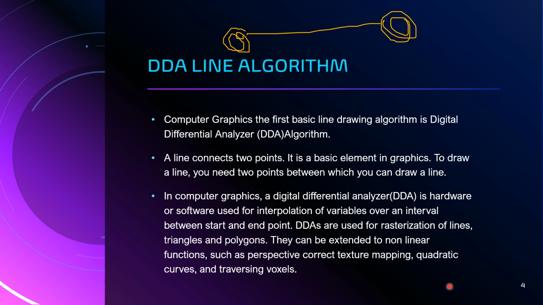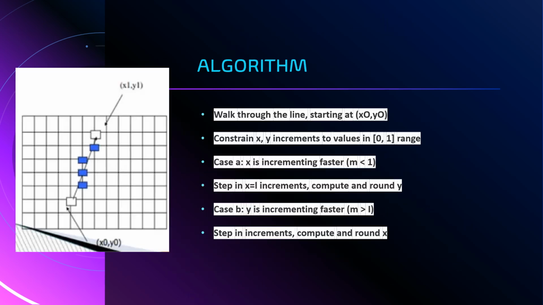They can be extended to non-linear functions such as perspective-correct texture mapping, coordinate, and curves. Next, the steps for this algorithm are: walk through a line starting from x0 and y0. As you can see, here is the starting point of the algorithm. Construct x and y increased in value range 0 to 1.